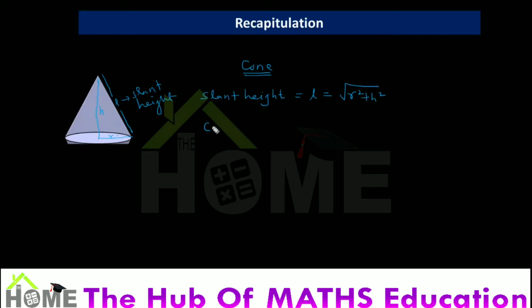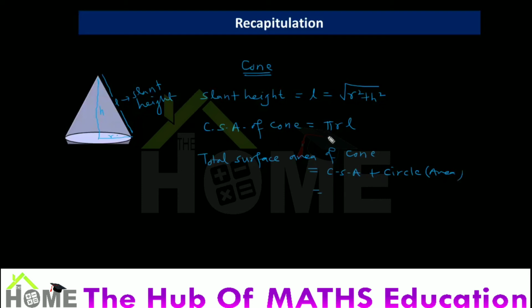Then the curved surface area of a cone is equal to pi r L, and the total surface area of a cone is given by the curved surface area of a cone plus base circle area. So curved surface area of cone plus area of circle.